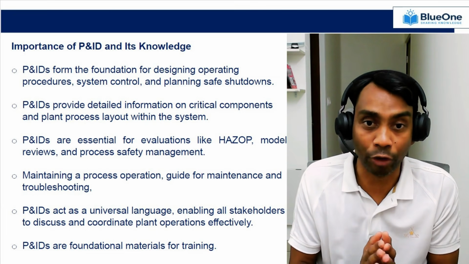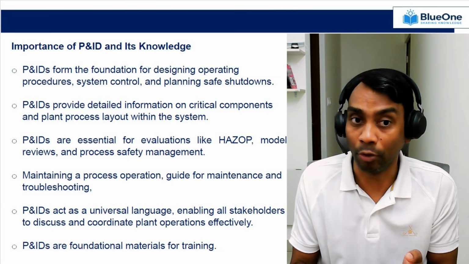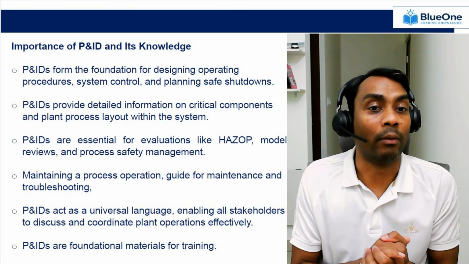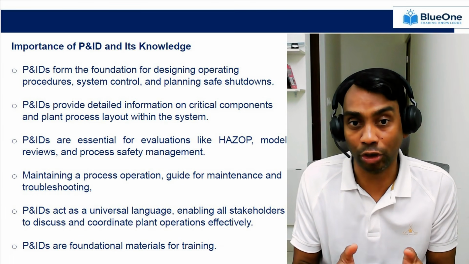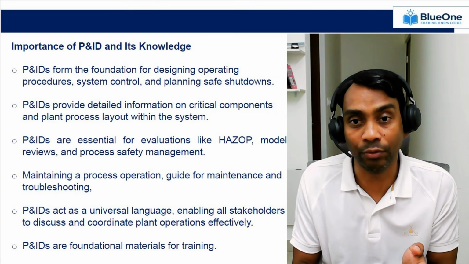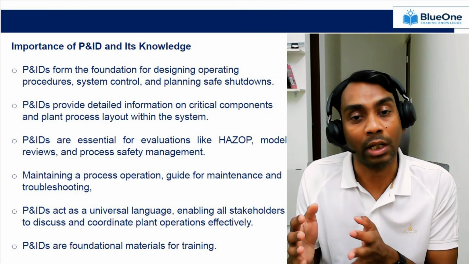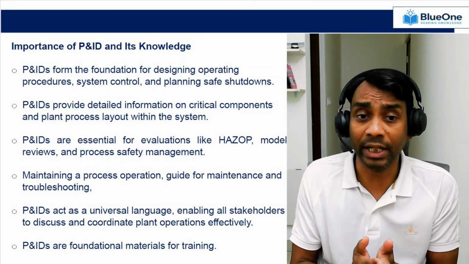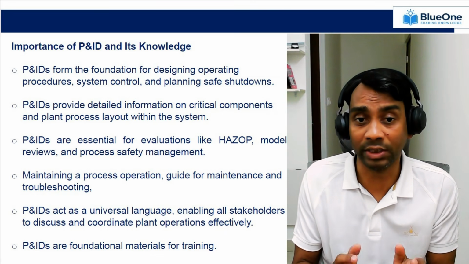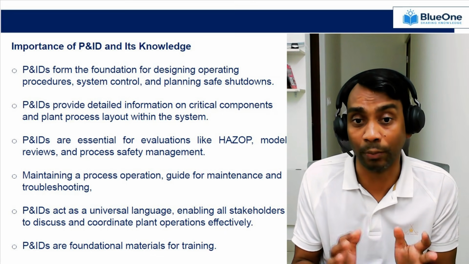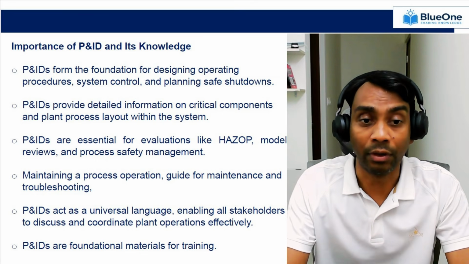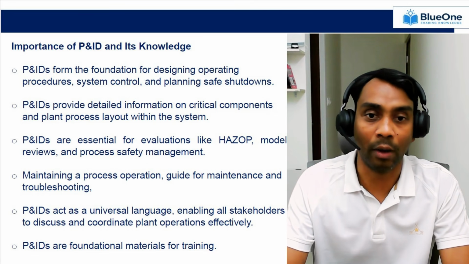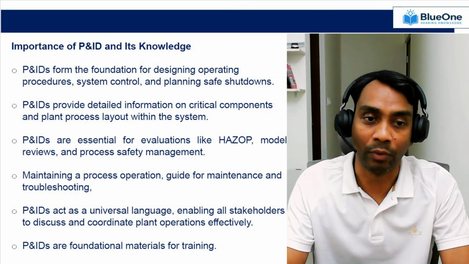P&IDs are essential for evaluations like HAZOP, model reviews, and process safety management throughout the facility life cycle. P&IDs are very important for maintaining a process operation. They become a guide for maintenance and troubleshooting during abnormal conditions or any breakdown. The P&ID acts as a universal language enabling all stakeholders to discuss and coordinate plant operation effectively. P&IDs are foundational material for training. You can train operators, engineers, maintenance engineers, and design engineers with the help of the P&ID.